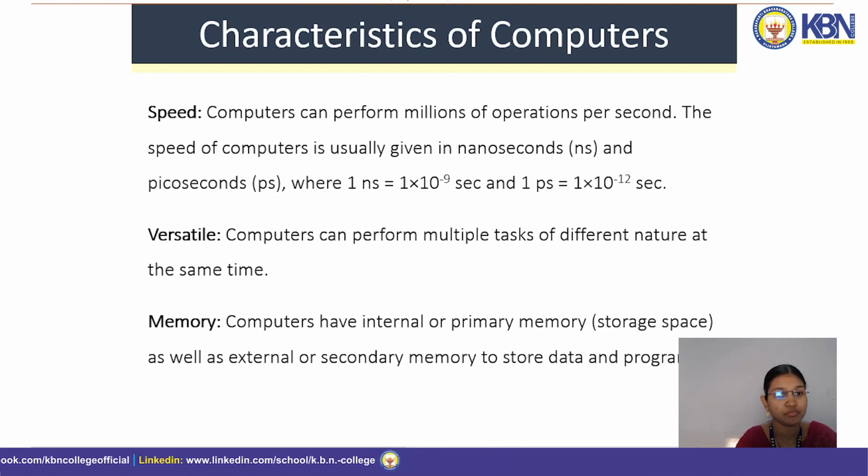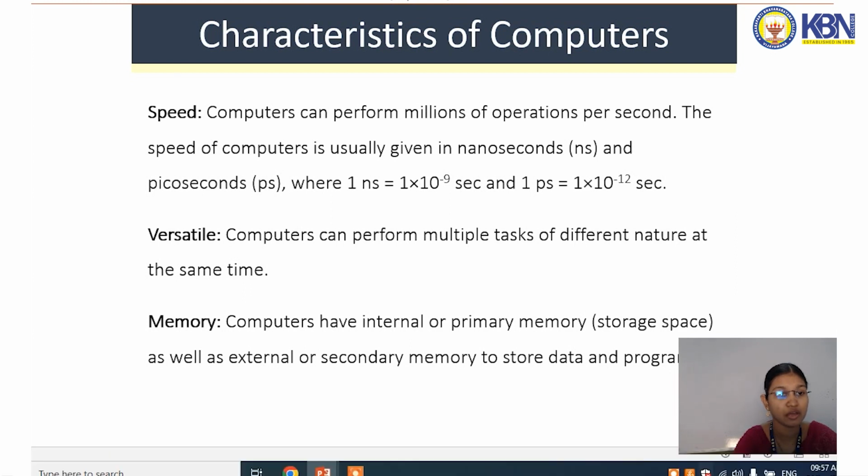Characteristics of a computer. The first characteristic is speed. Computers perform millions of operations per second, and speed is usually given in nanoseconds and picoseconds. 1 nanosecond equals 1 into 10 to the power of minus 9 second. 1 picosecond equals 1 into 10 to the power of minus 12 second. The next characteristic is versatility. It means it can perform multiple tasks of different nature at the same time. The third characteristic is memory. Computers have internal or primary memory, which means you store the data and programs in that memory.